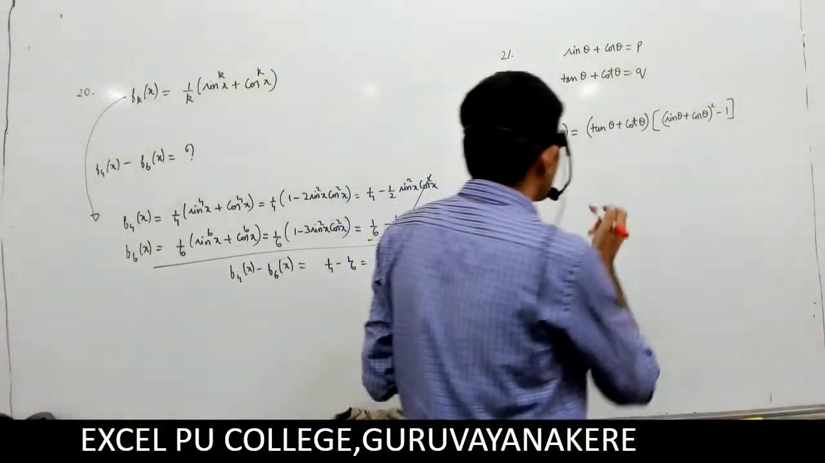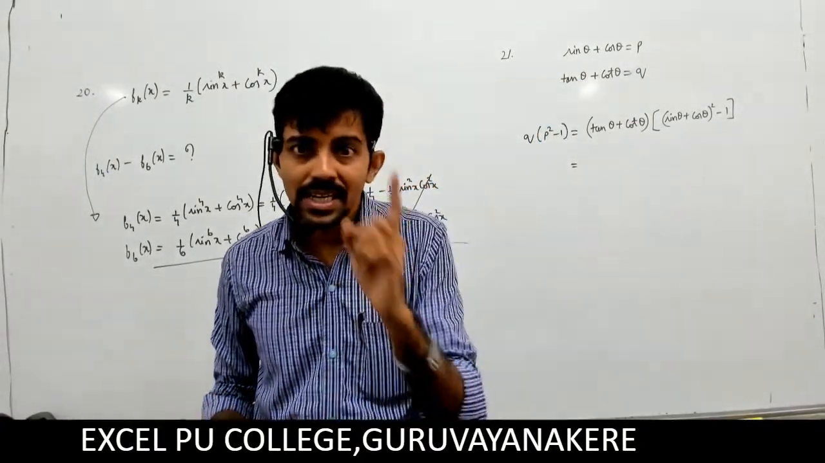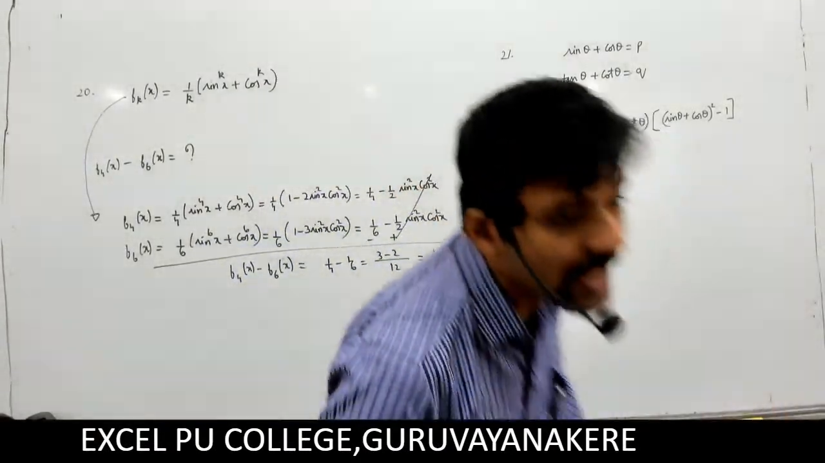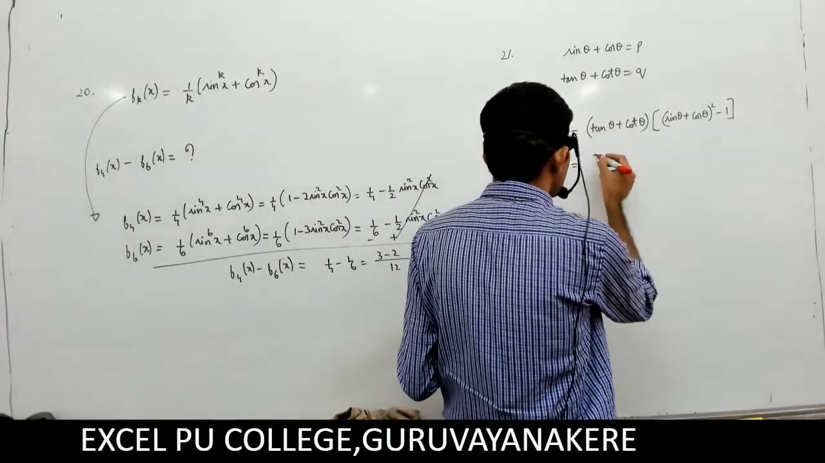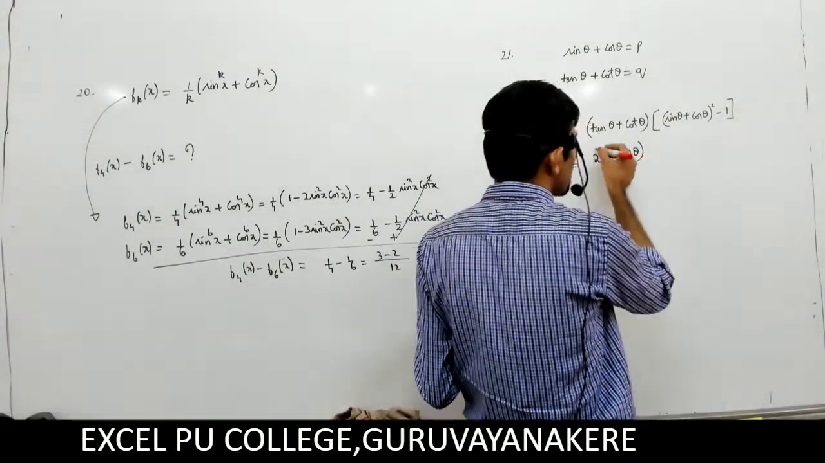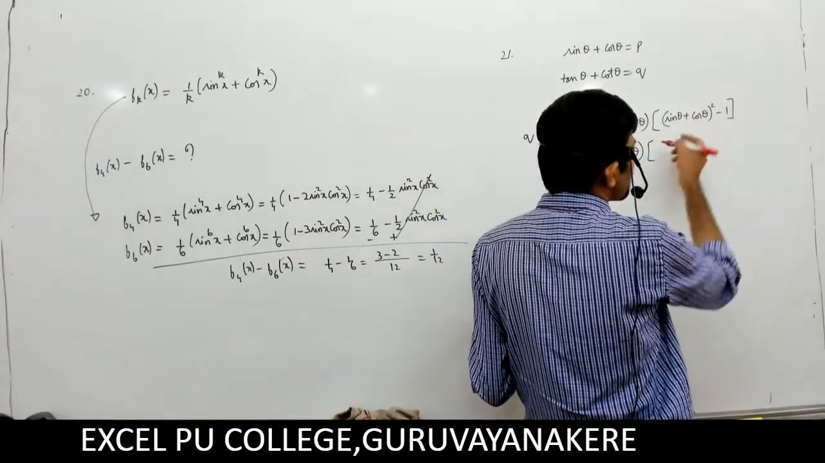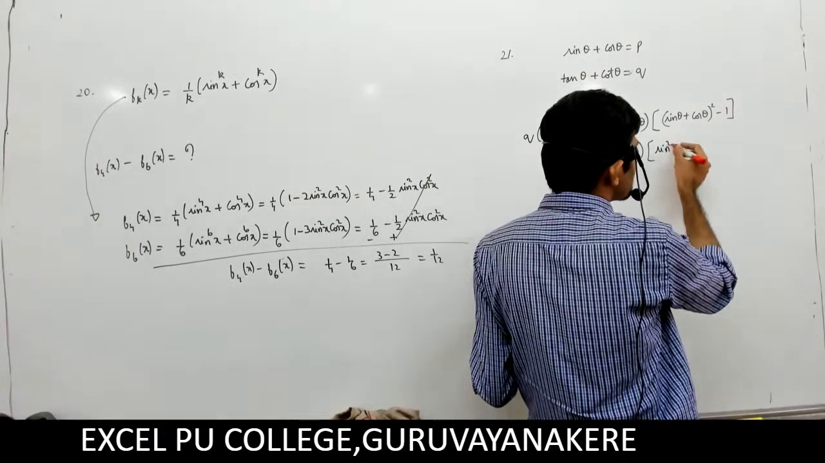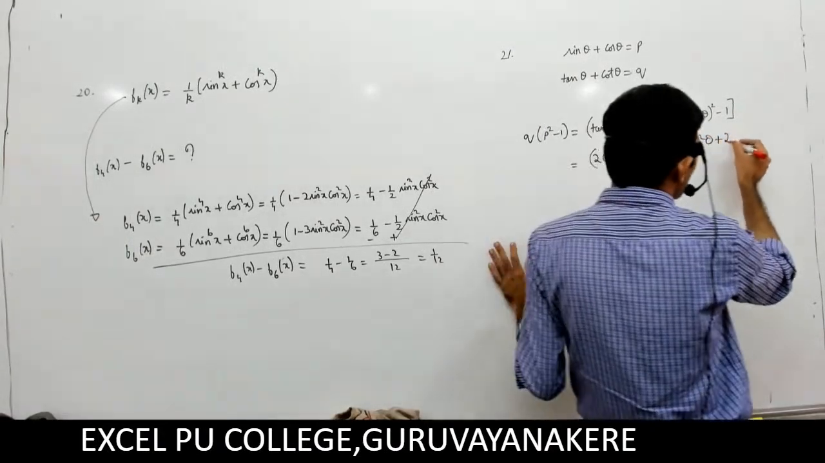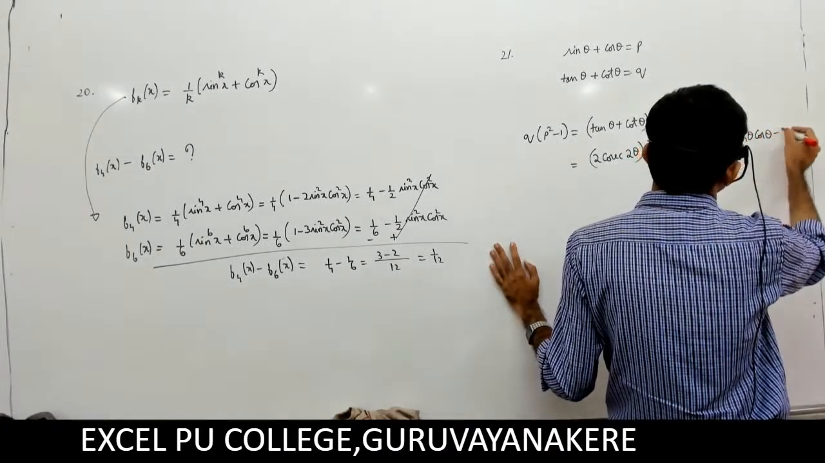Okay? You know already the formula for tan theta plus cot theta. Already gave it. Tan theta plus cot theta is what? 2 times cosecant 2 theta, right? Tan theta plus cot theta is 2 times cosecant 2 theta. Correct? And sin theta plus cos theta the whole square, expand it. A square plus b square plus 2ab. Sin square theta plus cos square theta plus 2 sin theta cos theta minus 1.